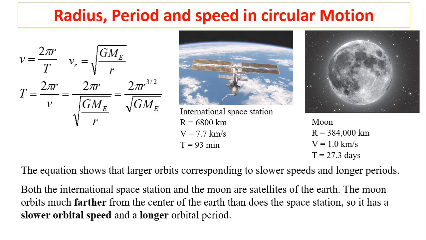So here are the two pictures. One is the International Space Station, the other one is the Moon. As you can see, the International Space Station travels a lot faster, 7.7 kilometers per second. The Moon, on the other hand, travels 1 kilometer per second. The period for the space station is only 93 minutes, but the period for the Moon is 27.3 days. This is because the Moon is much, much further than the satellite. So both the International Space Station and the Moon are satellites of the Earth. The Moon orbits much further from the center of the Earth than does the space station, so it has a slower orbital speed and longer orbital period.